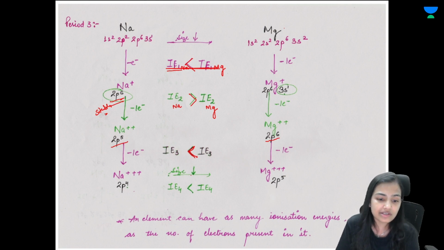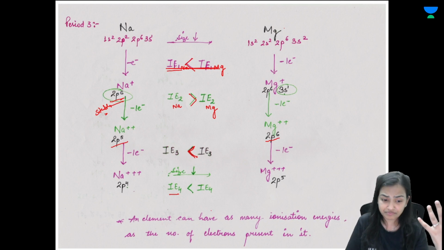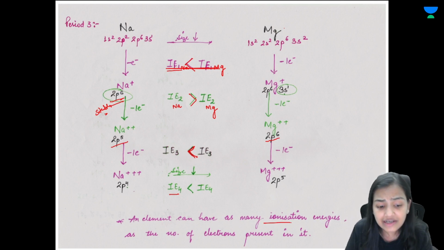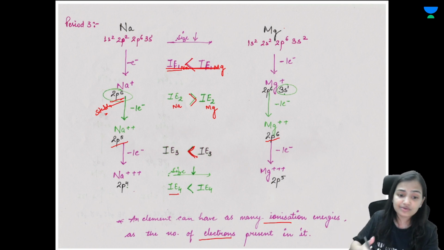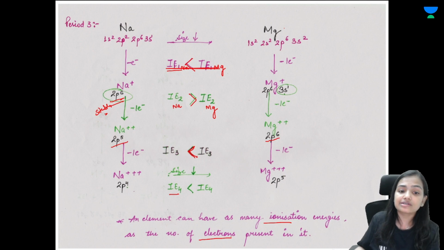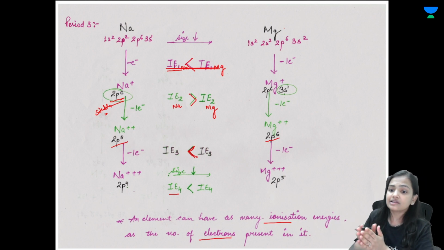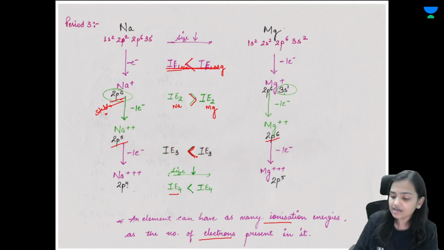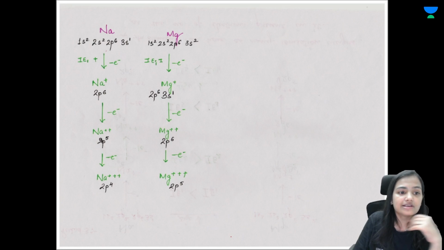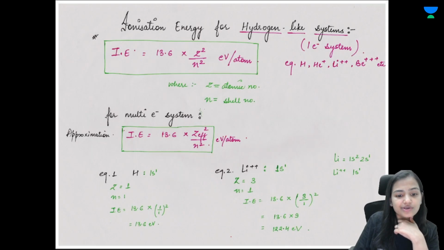Now similarly you can do IE4 for sodium and magnesium. So this is it. An element can have as many ionization energies as the number of electrons present in it. Whatever the number of electrons, that could be the number of ionization energies, but whenever the valence shell electrons get lost, you will see a big jump in the ionization energies. I hope you understood the point.